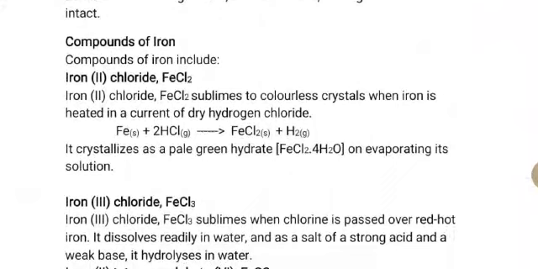Compounds of iron. Let us look at compounds of iron. Compounds of iron include iron 2 chloride, FeCl2. Iron 2 chloride, FeCl2, sublimes to colorless crystals when iron is heated in a current of dry hydrogen chloride. Fe plus 2HCl gives FeCl2 plus hydrogen, that is, iron reacts with hydrochloric acid to give iron 2 chloride and hydrogen. It crystallizes as a pale green hydrate, FeCl2.4H2O, on evaporating its solution.